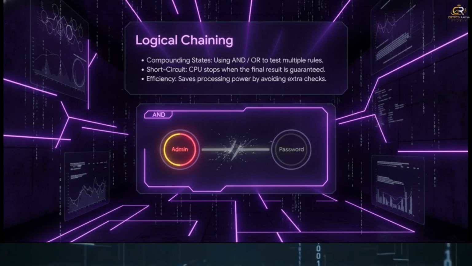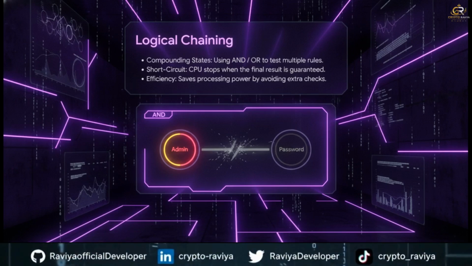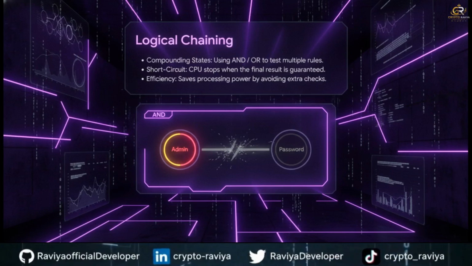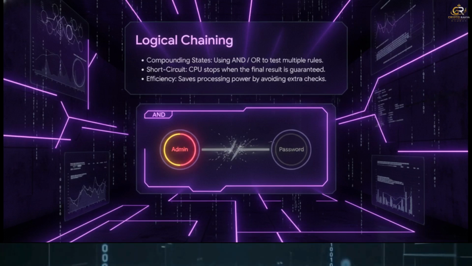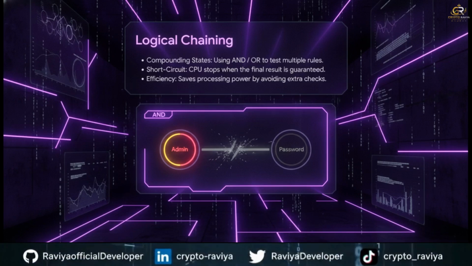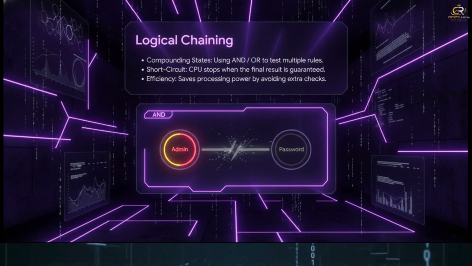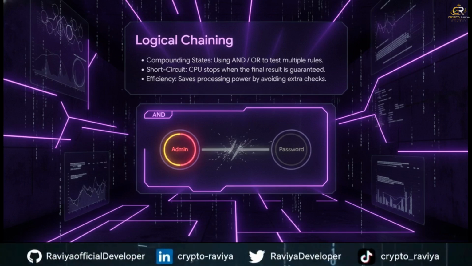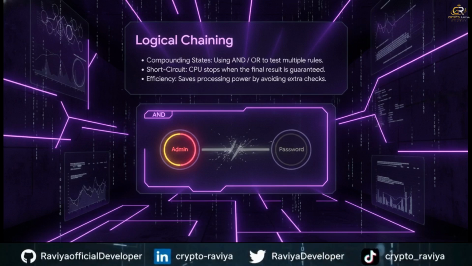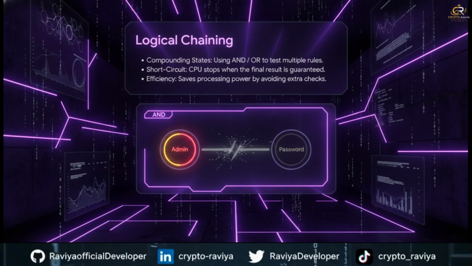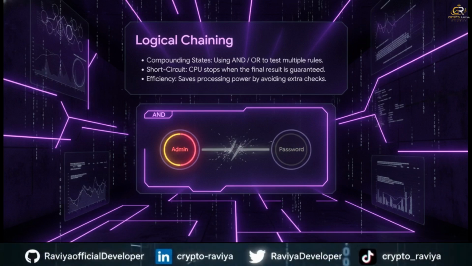Modern languages like Python and C++ use something called short-circuit evaluation. Imagine an and statement checking two rules. Is the user an admin, and is their password cracked? Well, if the very first check, is the user an admin, returns false, the computer already knows the entire statement can never be true. So it simply stops. It doesn't even bother checking the password. It short circuits. This guarantees a definitive answer while instantly saving processing power and avoiding totally unnecessary calculations.